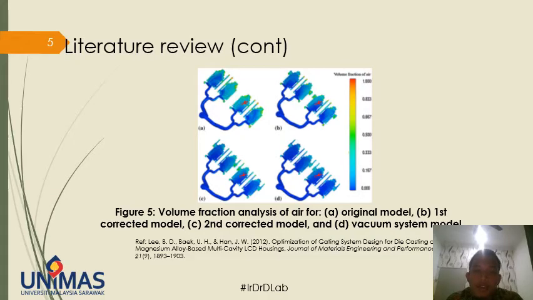Next, a study was also conducted by Lee, Beck, and Han to show a comparison between the conventional mold and the vacuum system installed to the conventional mold in figure 5D here. The result shows that a 98.75% lesser volume fraction of air is found at the red spot here, indicating that the vacuum system model shows lesser porosity.